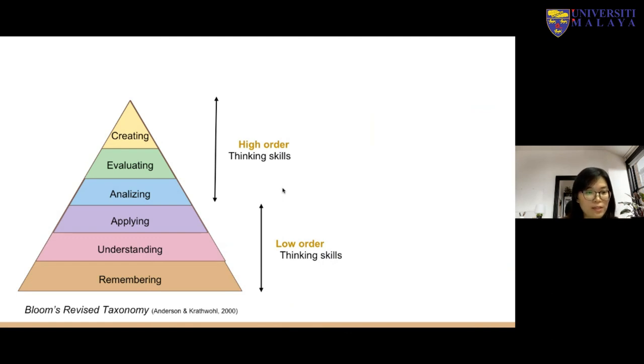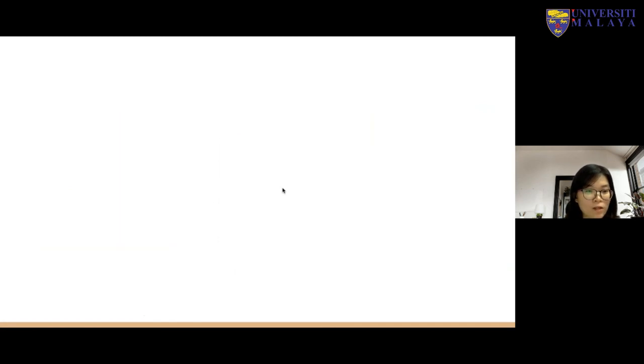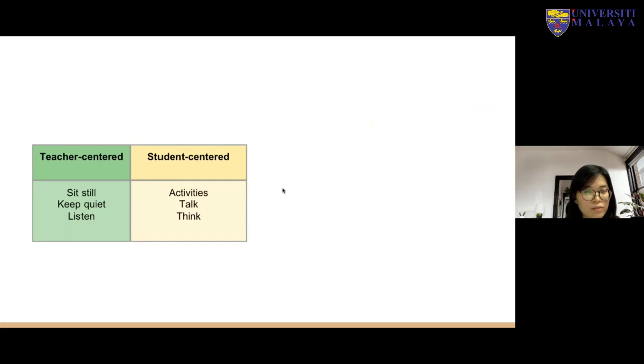So all the activities run in this class are on HOTS, which is the higher order thinking skills, according to Bloom's revised taxonomy. The students need to analyze, to evaluate, and to be creative in the class rather than just memorize, understand, and apply. Conventional teaching and learning just requires students to sit still, keep quiet, and listen to the lecture. But our flipped classroom requires students to think, to talk, to participate in the activities, but not just for fun, even though it will be fun. This is what we call student-centered teaching.